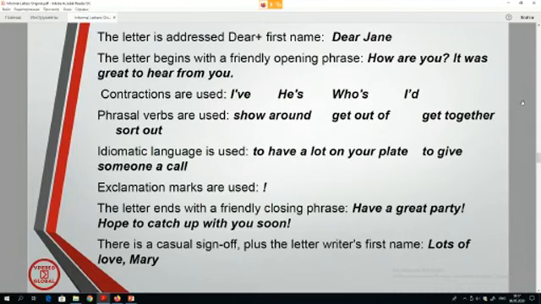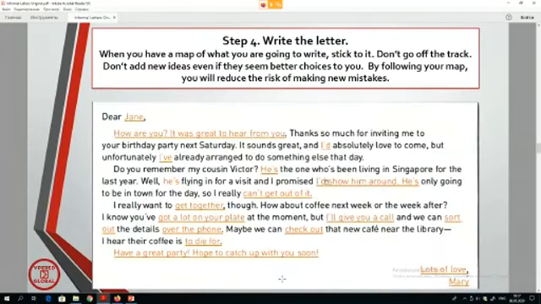Idiomatic language is used as well: to have a lot on your plate, to give someone a call. Exclamation marks are used as well. The letter ends with the friendly closing phrase, have a great party, hope to catch up with you soon. And of course, we do have a casual sign off. So plus the letter writer's first name. Lots of love, Mary.